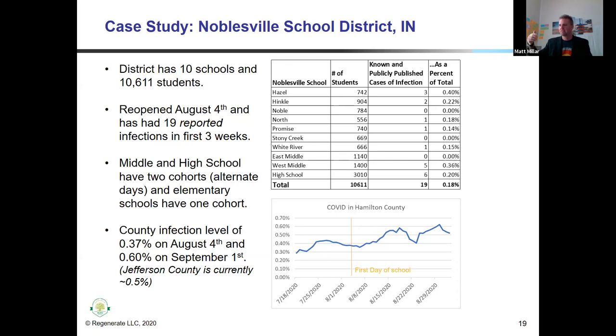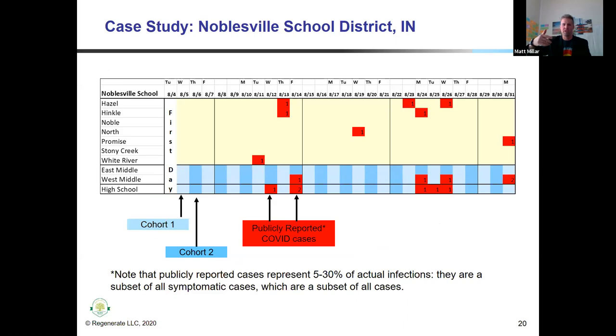Next slide. To look at their individual schools, this has to do with that quiz question where we asked about 3 cases in week 2. Well, this is one example of that. Now, there could be another school where there is exponential growth. In Noblesville, it was randomly selected. There was not. So you see 3 cases in week 2.